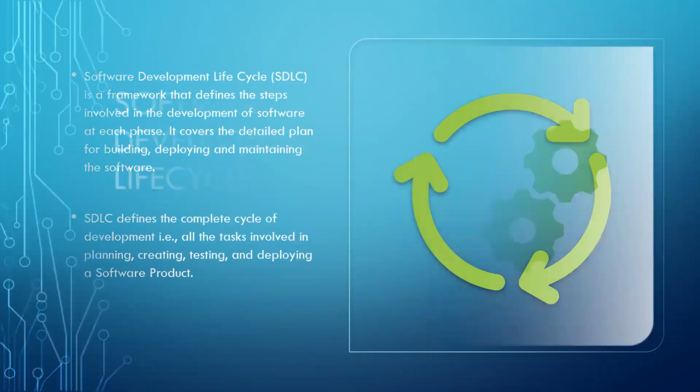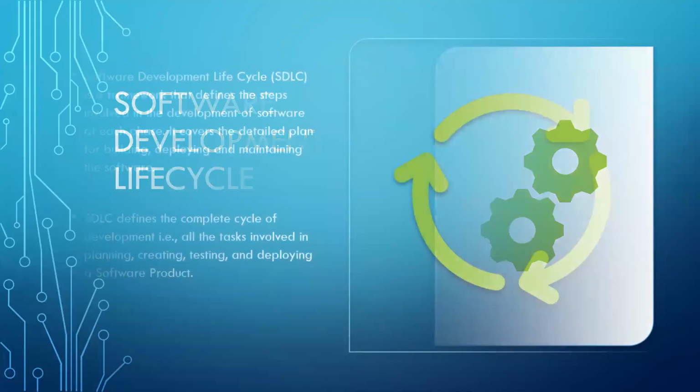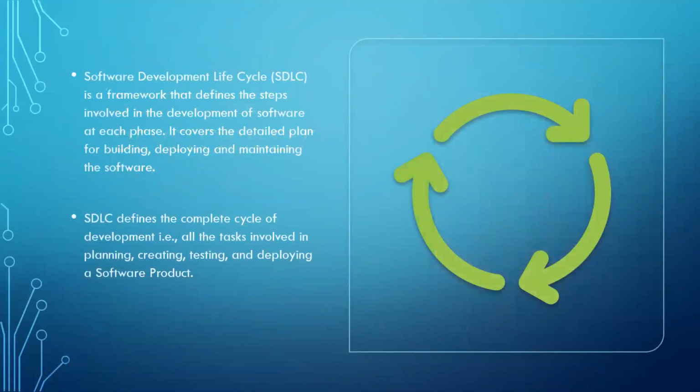So here you can see, software development lifecycle is a framework that defines the steps involved in the development of software at each phase. It covers the detailed plan of building, deploying, and maintaining the software. Whenever we want to design a software or have some requirements for producing the software, we should follow certain phases or steps to design that particular software. Design in the sense I'm talking about the final outcome of it.